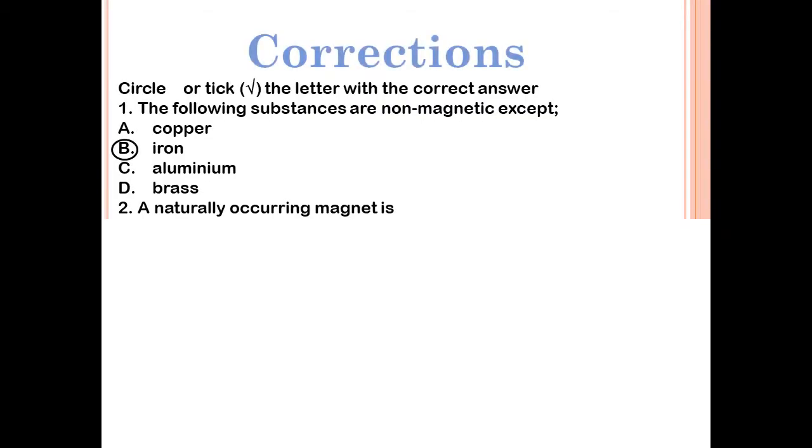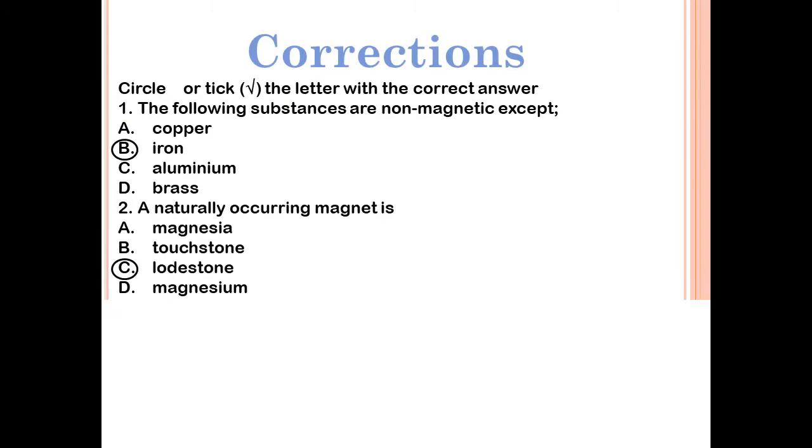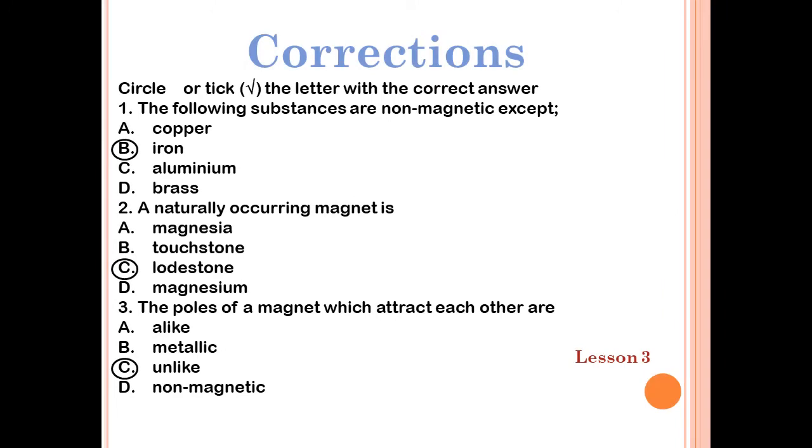Then number 2 was, a naturally occurring magnet is, the right response was C, lodestone. Number 3, the poles of a magnet which attract each other are, so when we go to the properties or behaviors of magnets, we always say that poles which are unlike are the ones that attract each other. So in this question, letter C has the right word.